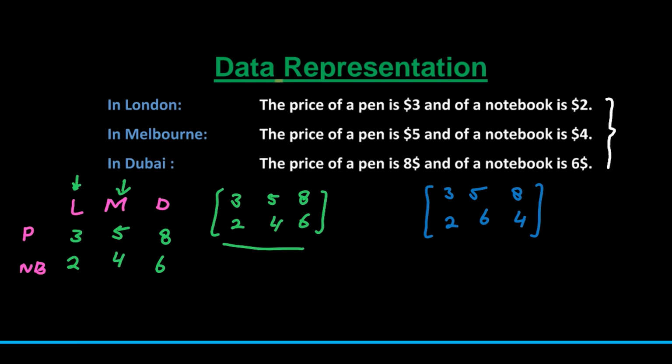The matrix has entries 3, 5, and 8 in the first row and 2, 6, 4 in the second row. This matrix doesn't represent the same information because this 6 represents the price of a notebook in Melbourne, but in reality the price is $4 in Melbourne. If we switch these two values around, we will get the same matrix as this. So you can't just randomly order these values around, but you could represent it another way.